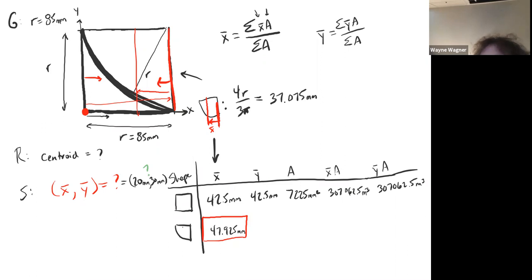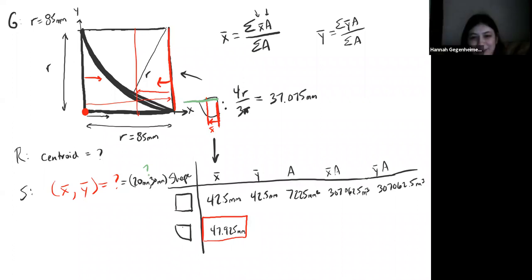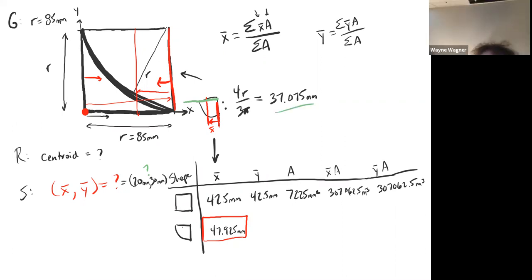So it's going to come from, let's see, I'll do this in green. It's going to come from this side, right? So what's the equation for the Y bar? Also 4r over 3 pi. Yep. So it's the same number. Okay. So this number is going to be 47.925 millimeters.